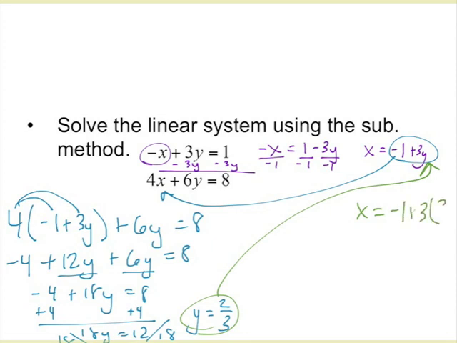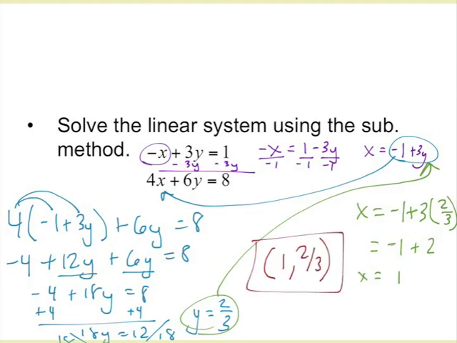Negative 1 plus 3 times, we just solved for y is 2/3. 3 times 2/3 is 2. So I get x is 1. So our answer to this one is 1, 2/3.